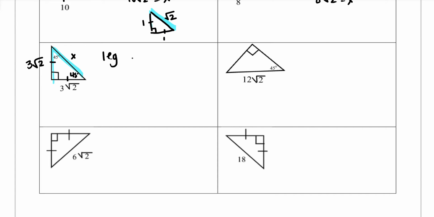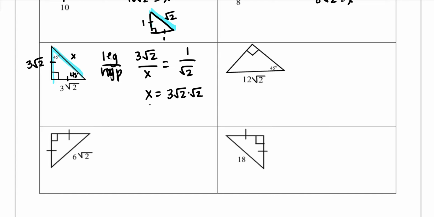So the leg in the new triangle is 3 root 2, and the hypotenuse is x. So we'll put that over x. And in the original triangle, the leg was 1, and the hypotenuse was root 2. We'll cross multiply. X times 1 is x. 3 root 2 times root 2 looks like this, and it looks a little bit messy.